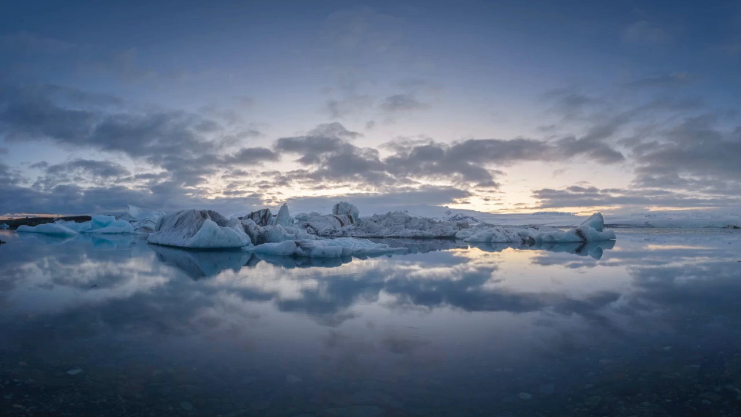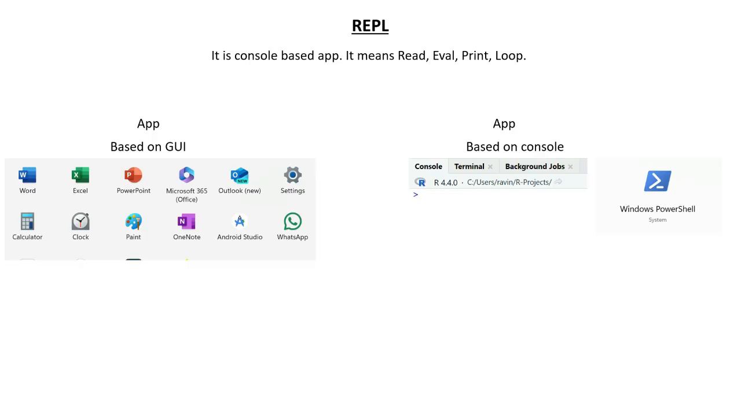Hello, we will try to understand REPL. REPL is a console-based application. It is just like an application you see in the Windows, Mac, and Linux operating systems. If you are using Windows, you see lots of applications like Word, Excel, PowerPoint, WhatsApp, Paint, Calculator. These kinds of applications are based on graphics, but REPL is based on the console or command line. Windows PowerShell is also a console-based application.